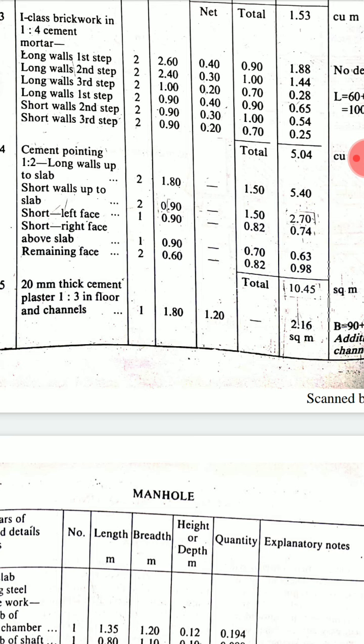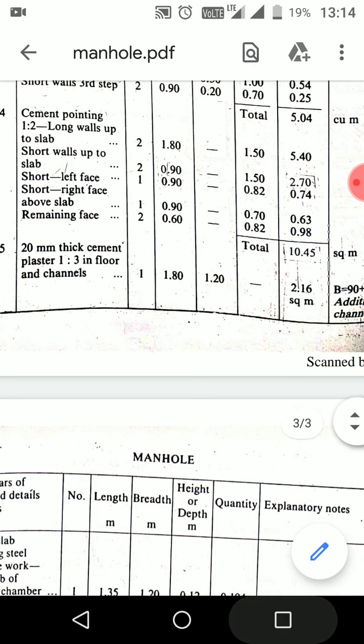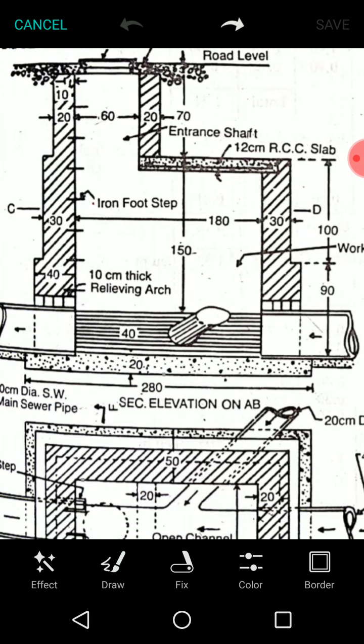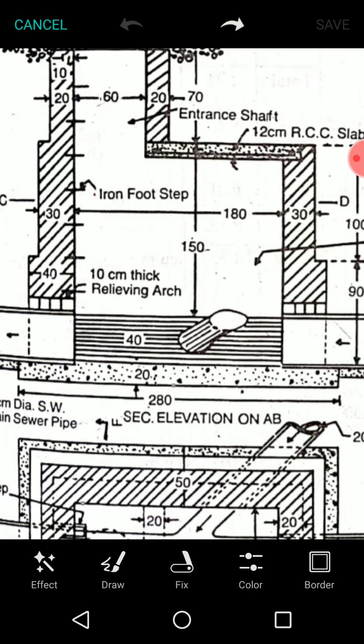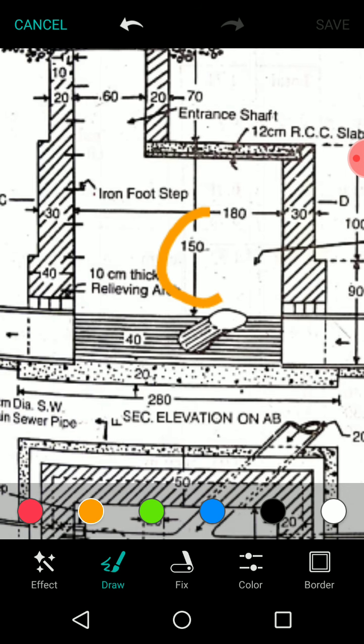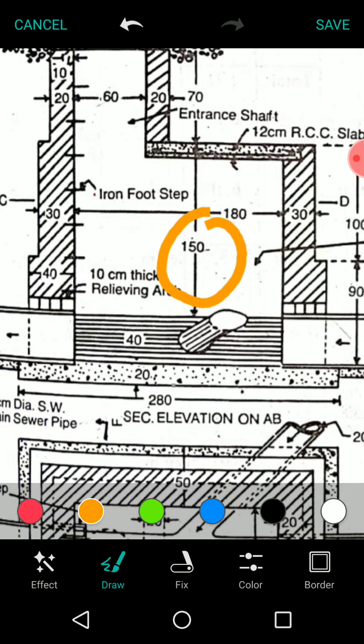So long walls up to slab, just see in the figure. So the height of 1.5 meters is this particular portion.